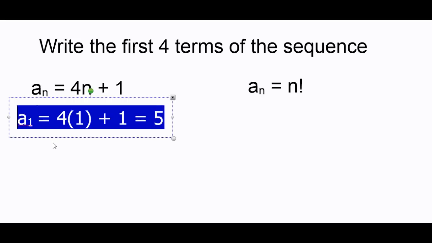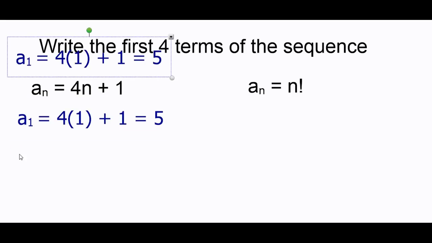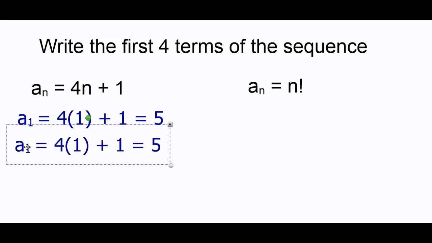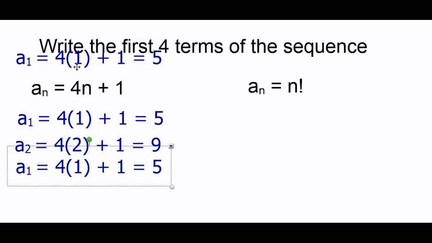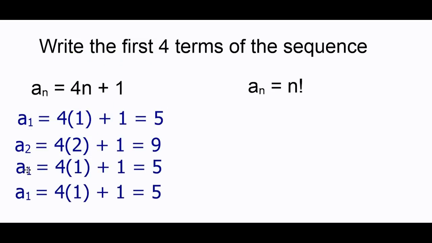Now if I want to continue this, I'm looking for the next 4 terms. The next one here we know would be 2. So the next term would be if I replace n with a 2. So 4 times 2 is 8, plus 1 equals 9. So that is the next term in my sequence, and then I'll do that twice more. So a sub 3 simply means I replace the n with 3. So 4 times 3 equals 12 plus 1, so that would be 13.